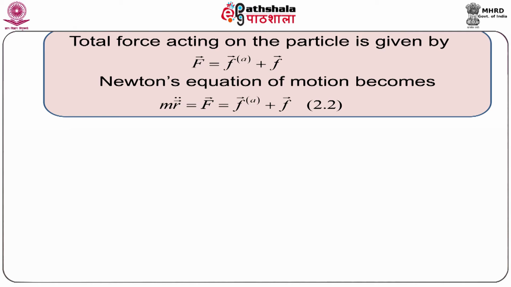Total force acting on the particle is given by capital F vector, which is equal to F vector superscript A plus small f vector, where F vector superscript A is the applied force, small a standing for applied, whereas small f vector is the force of constraint. Now, Newton's equation of motion becomes small m into r vector double dot, which gives mass into acceleration, equal to the total force, that is capital F vector. If we substitute this relation here, we get equation 2.2.